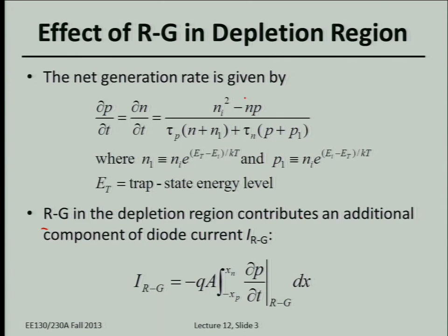Okay, so let me see if I have to write. Yeah, so let's just write this down. So there is net generation of electron hole pairs if ni squared is less than np. So this is in the depletion region under reverse bias.